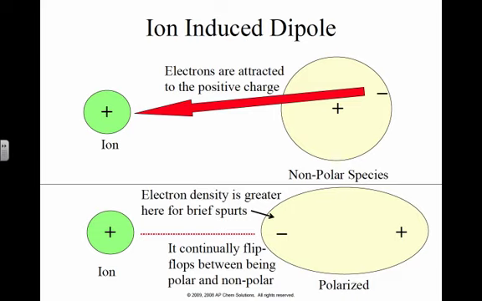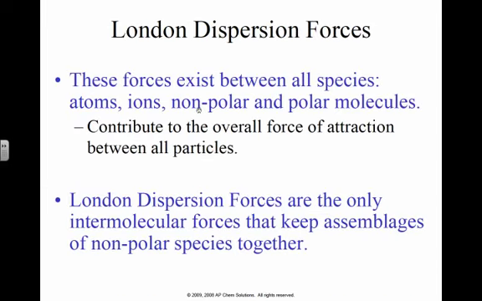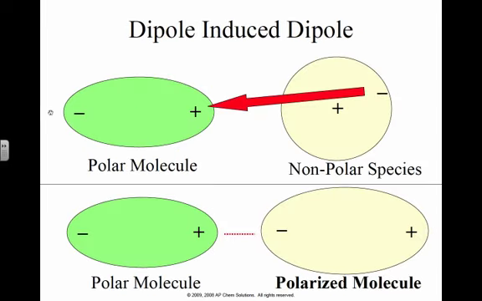An ion-induced dipole is if I have an ion like sodium +1 and a nonpolar species. Nonpolar species still have electrons and protons, so therefore this negative right here, this electron, is going to be attracted towards that ion right there. So I can take a nonpolar substance and all of a sudden polarize it. A dipole-induced dipole is when I take a polar molecule and a nonpolar molecule. The polar molecule has a slight positive and a slight negative charge, and therefore this electron will be attracted towards the positive and vice versa.